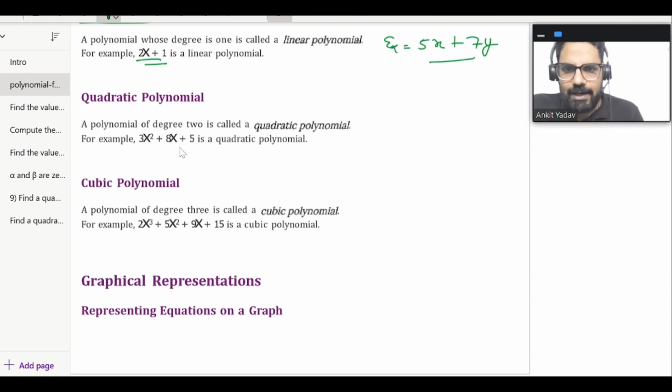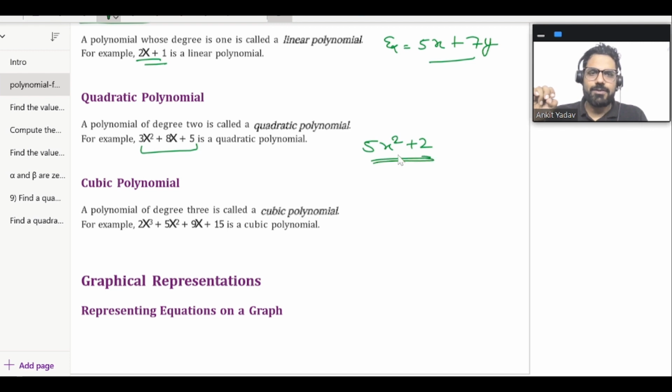Fine. Let's have an example like 3x square plus 8x plus 5. Here, the maximum power of the given variable, that is x, is what? 2. So it is a quadratic polynomial. Like 5x square plus 2. Yes, it is also an example of a quadratic polynomial because it also has the maximum power of the given variable as 2.